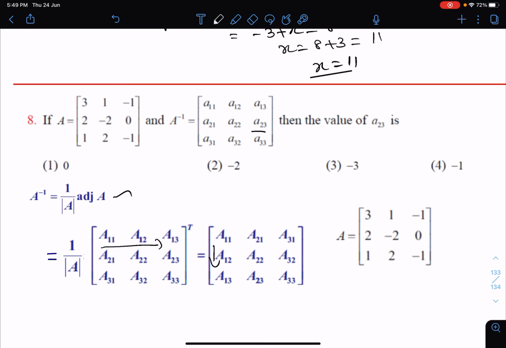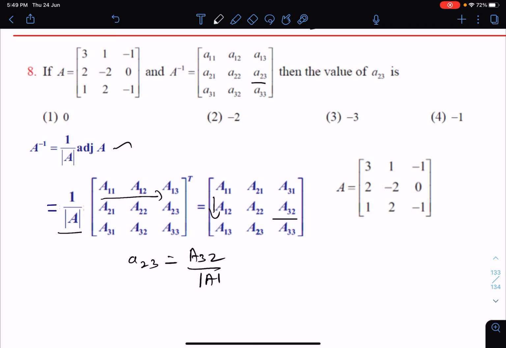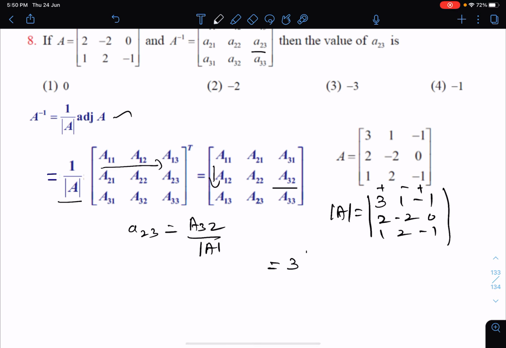Now we want A23 here in A inverse. This A23 corresponds to this element A32. So we are going to write A23 equal to A32 along with determinant A. So you are going to find determinant A. What is our determinant A? 3, 1, minus 1, 2, minus 2, 0, 1, 2, minus 1. Expanding through row 1, plus, minus and plus, you will get 3 into our first minor, minus 1 into our second minor, and minus 1 into our third minor.